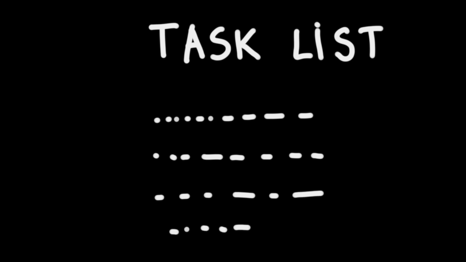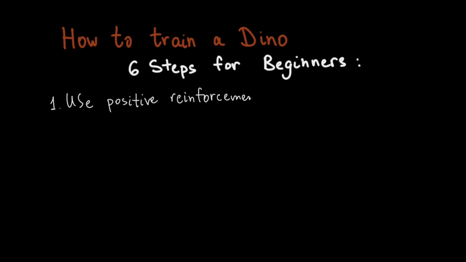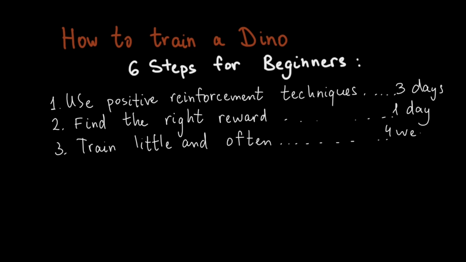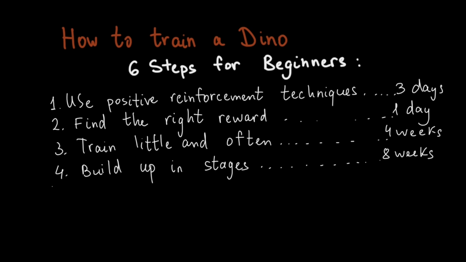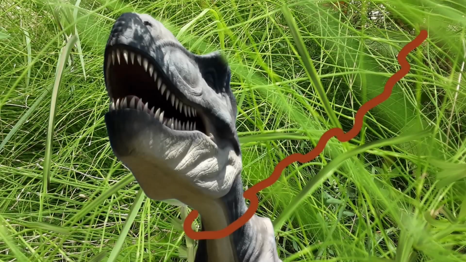Bottom-up estimating. This is the most accurate method, but also the most time-consuming. Breaking down a story and activity into tasks and estimating each task. Then sum them all. For example, how long does it take to train a dinosaur? How to train a dino, 6 steps for beginners. 1. Use positive reinforcement techniques. Probably 3 days. 2. Find the right reward. Probably takes 1 day. 3. Train little and often. At least 4 weeks. 4. Build up in stages. Probably 8 weeks. Make it fun, praise the small things, you get the gist of it. What's the deliverable? A dinosaur on a leash.